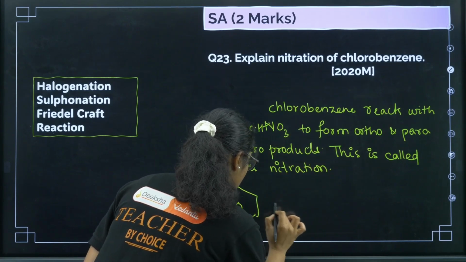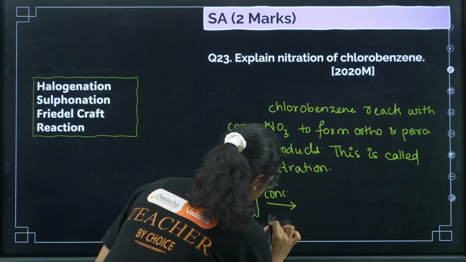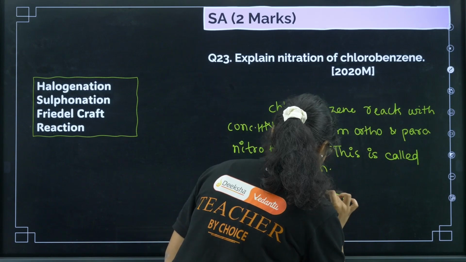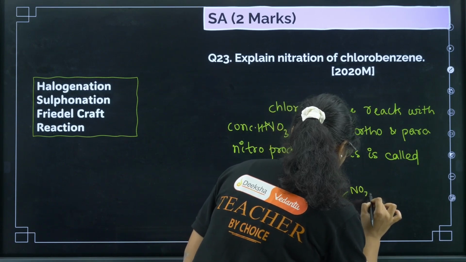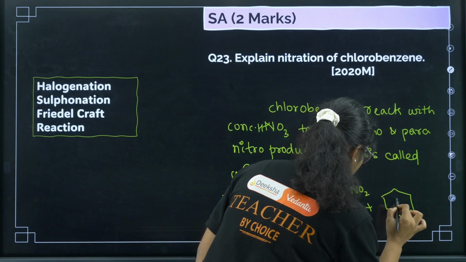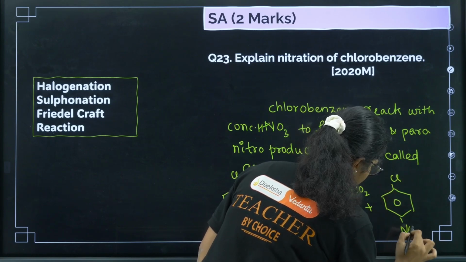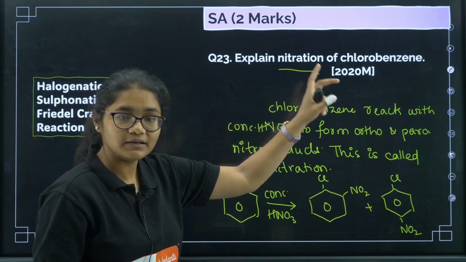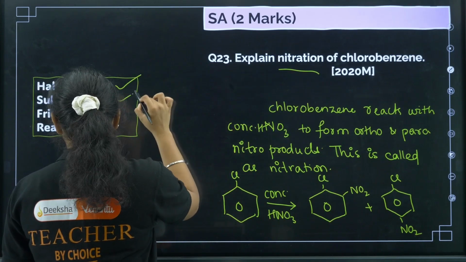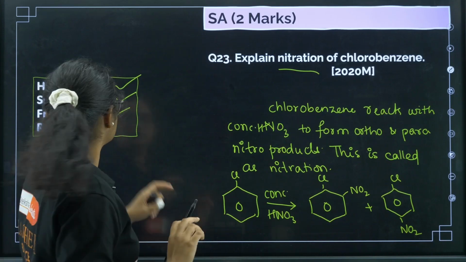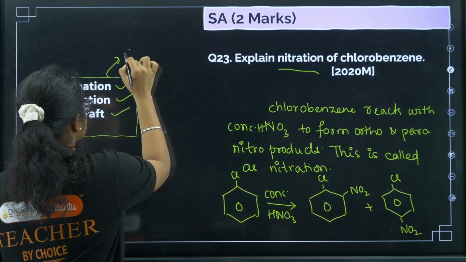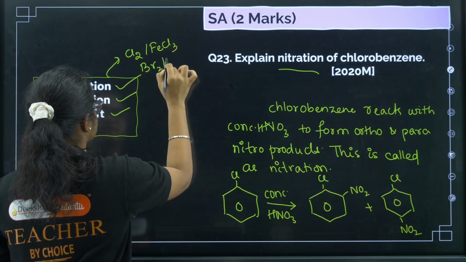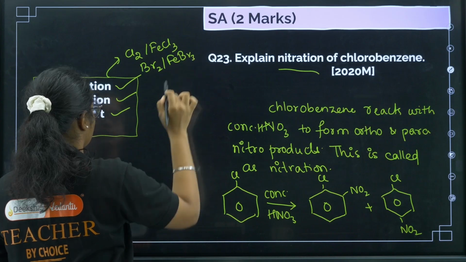So chlorobenzene with concentrated HNO3 will give you what? Ortho and para nitro products. So we will have the chloro group with the nitro group in the ortho position, plus the chloro group with the nitro group in the para position, right? That is it for nitration. A similar question can be asked for halogenation, sulfonation and Friedel-Crafts reaction. For halogenation, what will be the reagent? Cl2 in the presence of FeCl3, or Br2 in the presence of FeBr3, right? I hope you can write down this one.